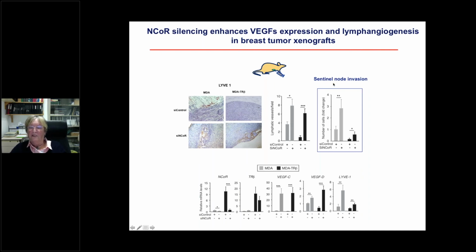And most importantly, TR-beta and NCOR also modulate sentinel node invasion. The number of cells that reach the sentinel node is very strongly reduced when the cells express TR-beta, but when we knock down NCOR, this is very strongly increased. And also, not so surprisingly, we could observe that in the xenograft tumors one month after injection of the cells, NCOR was still significantly depleted, and the expression of these prometastatic genes was strongly increased.